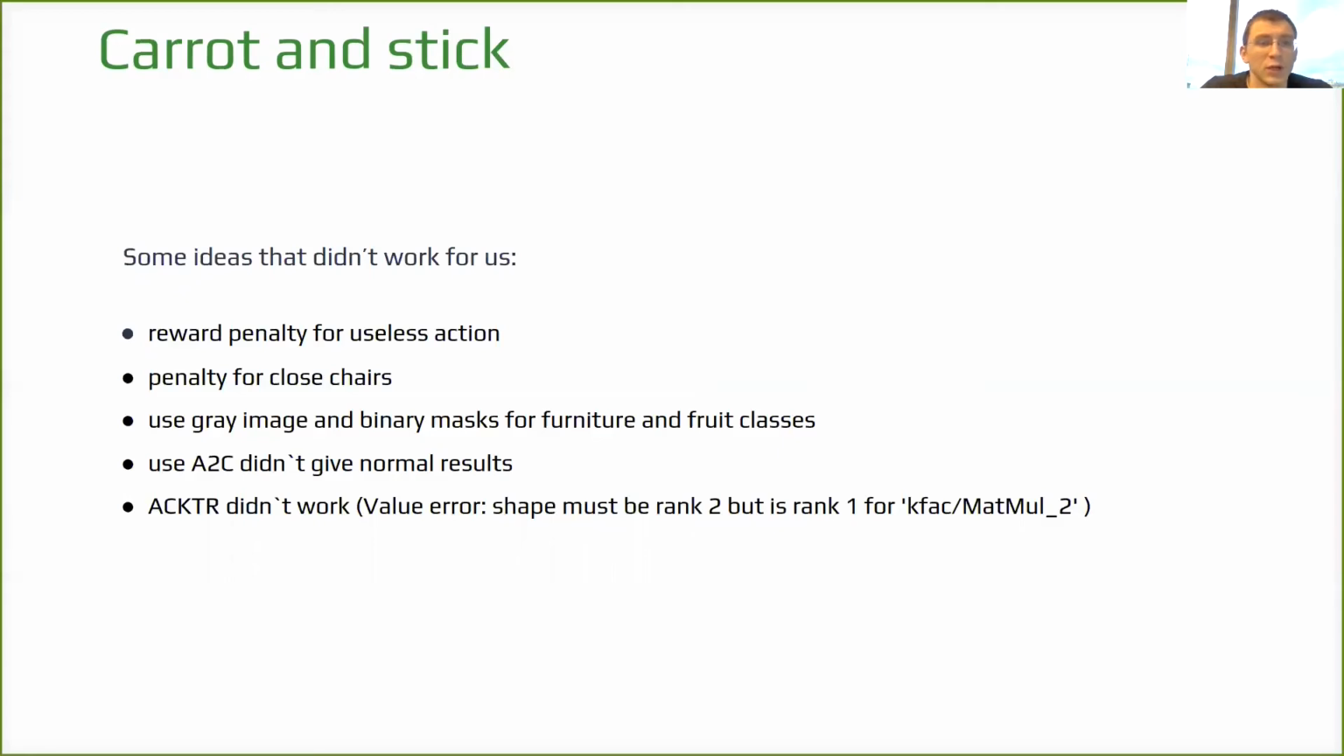Third, using grayscale images and binary, meaning black and white, masks for furniture and fruit classes as input sources instead of a color image. Fourth, the asynchronous advantage actor critic algorithm with a recurrent policy and 5 agents on 500,000 steps didn't learn. Fifth, actor critic using Kronecker-factored trust region algorithm didn't start because of an error in the code.